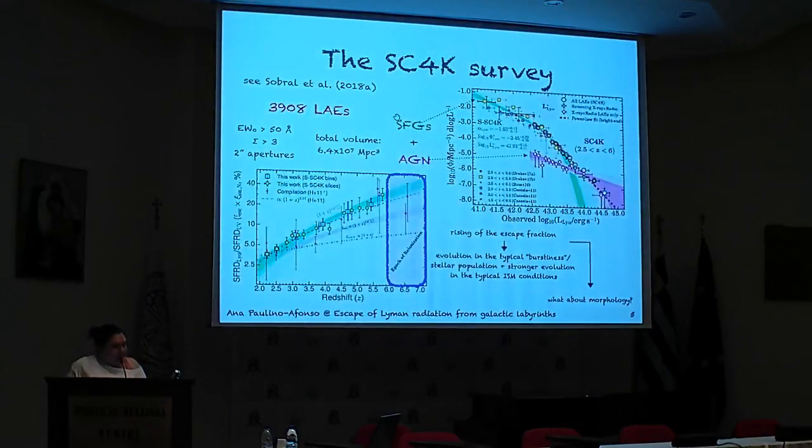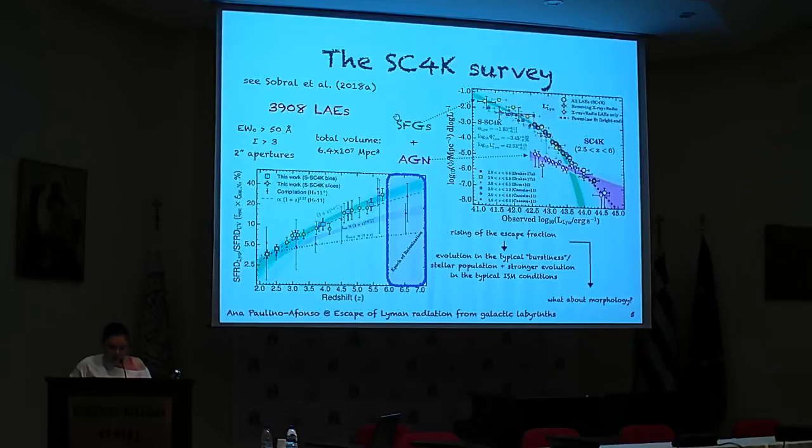So, giving briefly the results of the CS4K survey, we have 3,908 Lyman alpha emitters. When you try to do the luminosity function, we see that the Schechter function profile is not enough, and we need a power law component. This is due to the fact that we have AGNs that are contributing a lot between redshift 2 and 3.